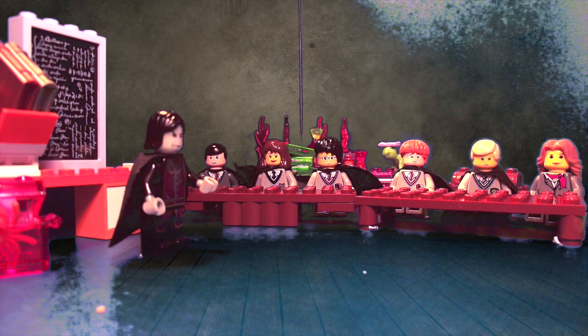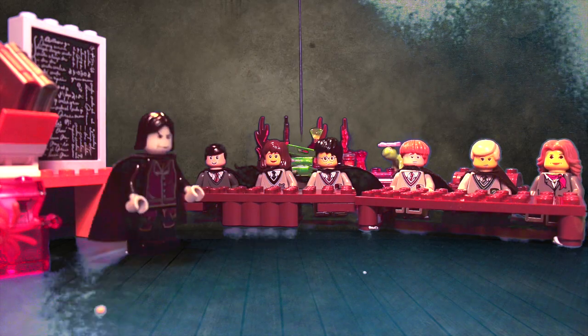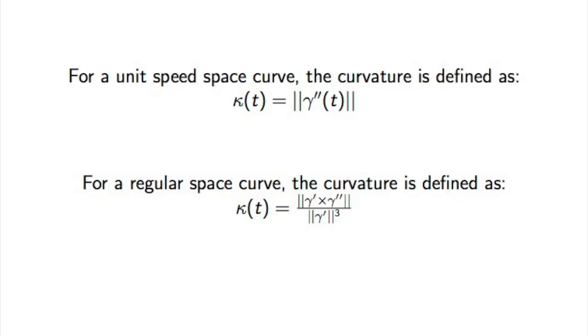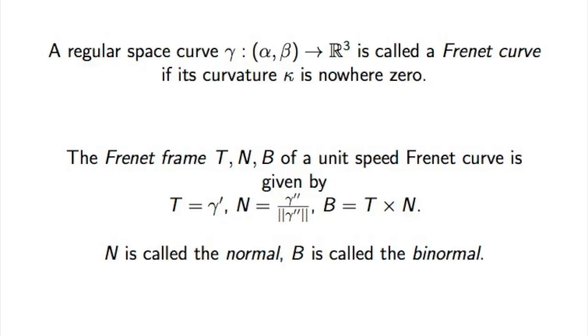For a unit speed space curve, the curvature is defined as kappa is equal to the norm of gamma double prime. For a regular space curve, the curvature is defined as kappa is equal to the norm of the cross product of gamma prime and gamma double prime, over the norm of gamma prime cubed. A regular space curve, gamma, is called a Frenet curve if its curvature kappa is nowhere zero.